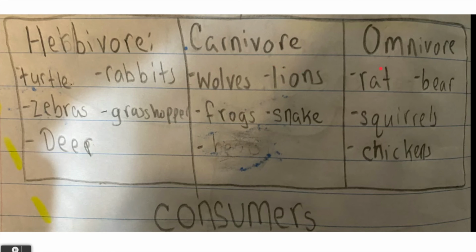And then our third group of consumers are omnivores. Omnivores are those organisms that are also consumers, but they eat both plants and animals. Omnivores are rats, bears, squirrels, chickens, and so many more. Omnivores will either eat another type of animal or will also eat different plants for their energy. Herbivores, carnivores, and omnivores are all consumers. They just have different preferences on what they like to eat.